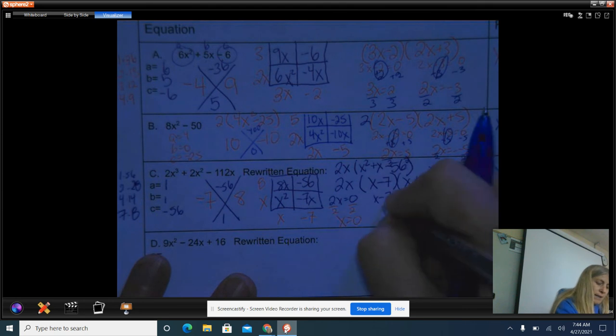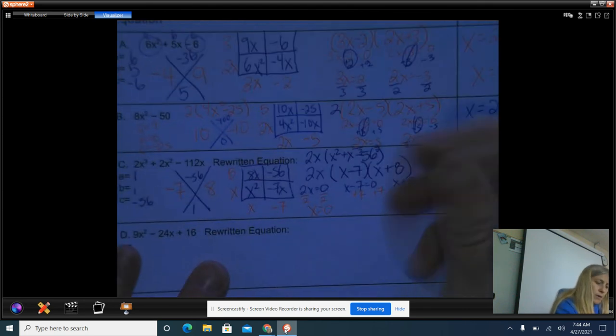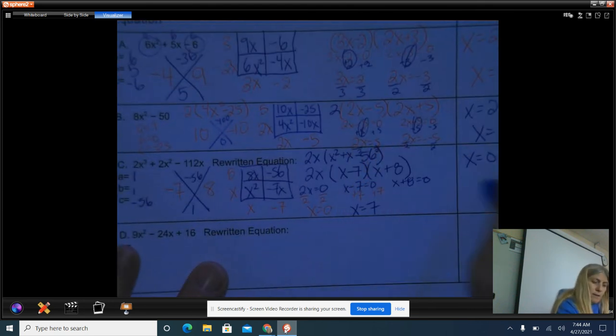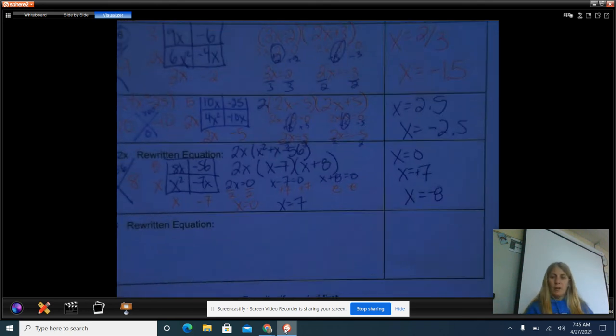This one, we're going to add 7 to both sides, and so x is going to be 7. And our last one here, subtract 8 from both sides, and so we have x is equal to negative 8, and that's a positive 7. Okay, so we're going to go ahead.